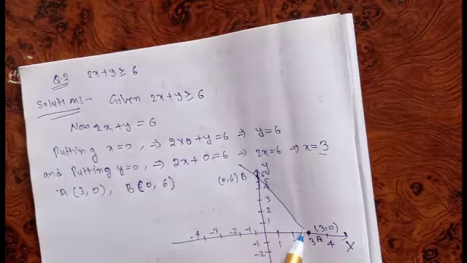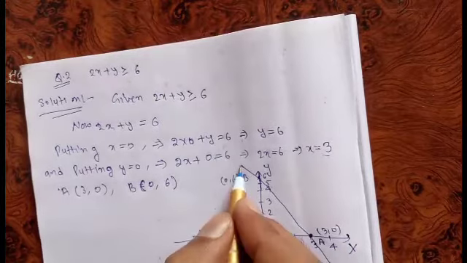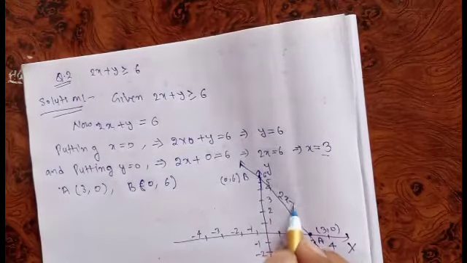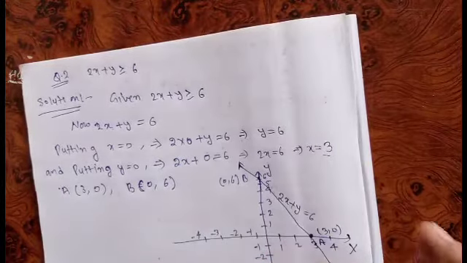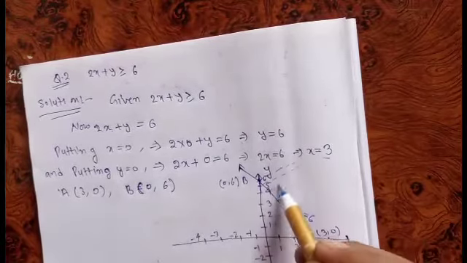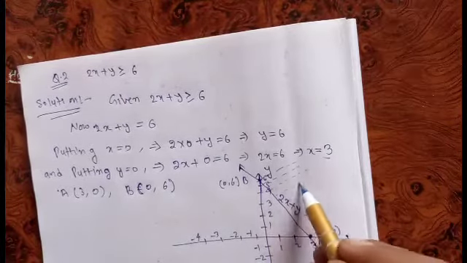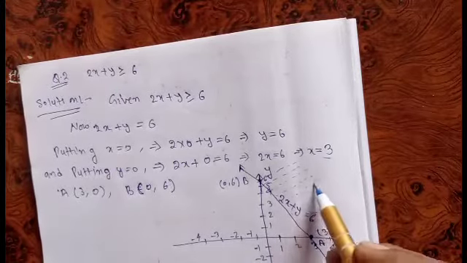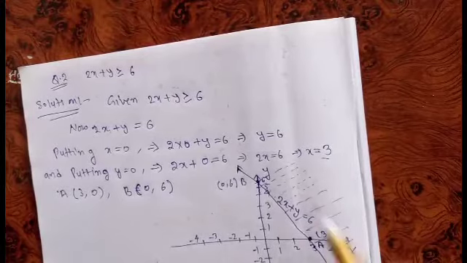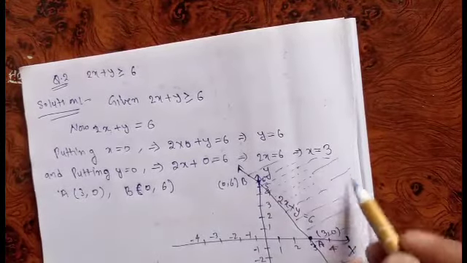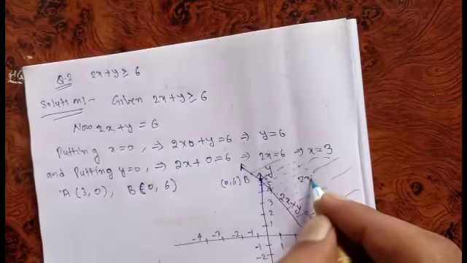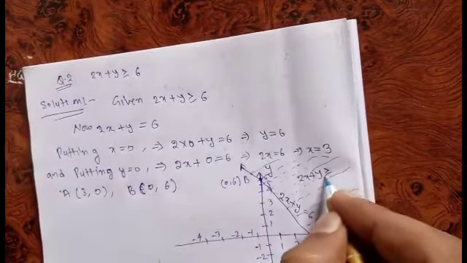Now we draw a line. This is the equation of 2x plus y is equal to 6. Now above the region of this line is the solution of 2x plus y greater or equal to 6. This is the region of 2x plus y greater or equal to 6.